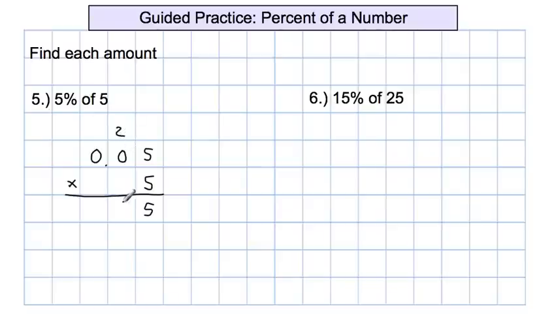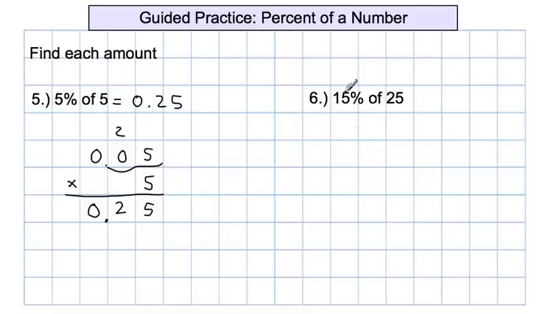And 5 times 5, 25. 5 times 0 plus the 2 there, and 5 times 0 is 0. And so what do I do with my decimals? 2 spaces. I count them. 2 spaces in the factor. 2 spaces in the product. And so 5% of 5 is not 1. It's 0.25.